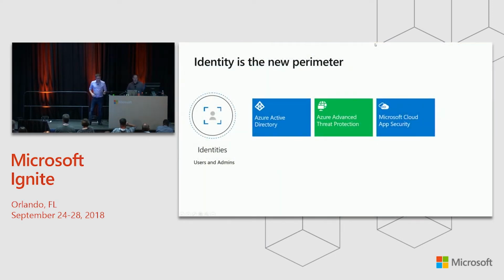Thanks, Dana. So we can see that identity protection is giving us the ability to stop the attacker at the gate when they are coming and try to attack our organizations from the cloud.